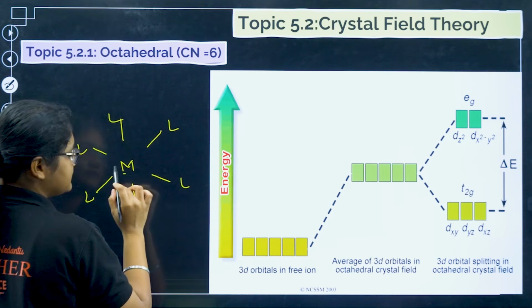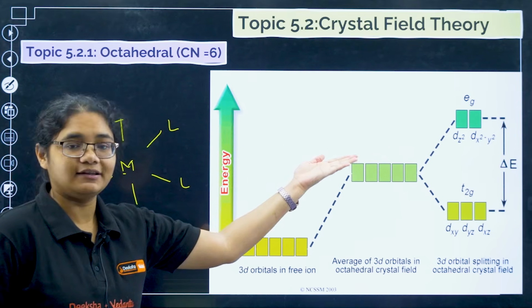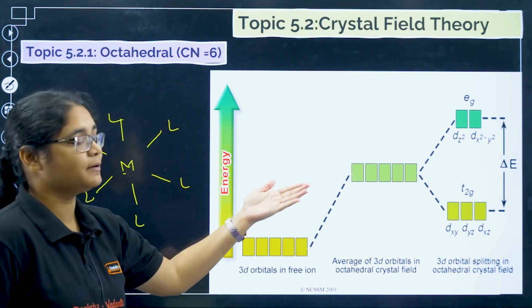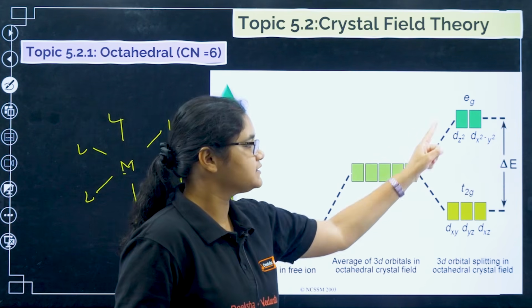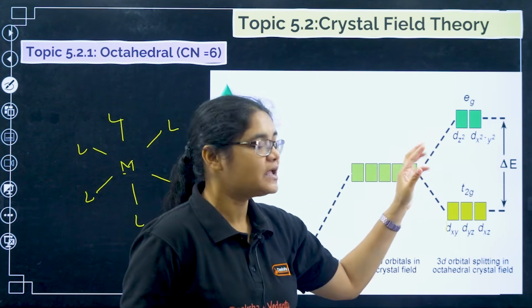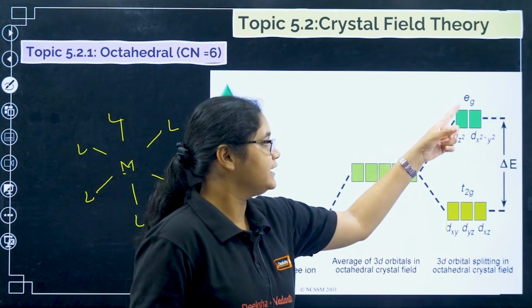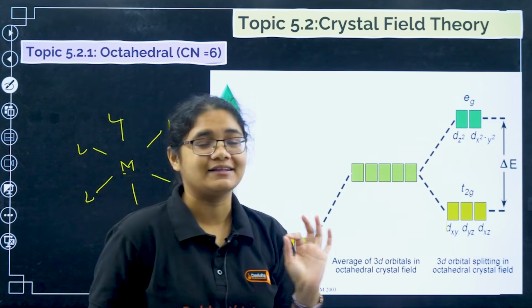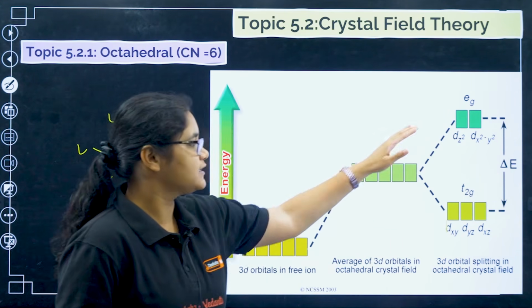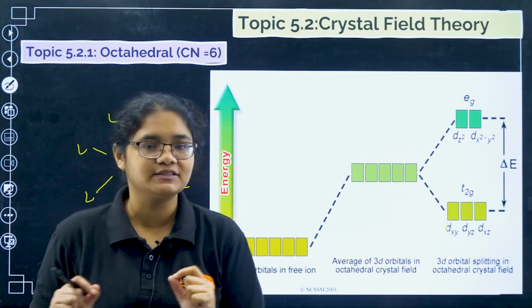Then what will happen? The d orbitals of the metal, due to repulsion, first increase in energy. Then to reduce the repulsion, the d orbitals split into 2 sets: the t2g set and the eg set. In the t2g set we have dxy, dyz and dzx, and in the eg set we have dz2 and dx2-y2. These are the splittings that take place in octahedral splitting.